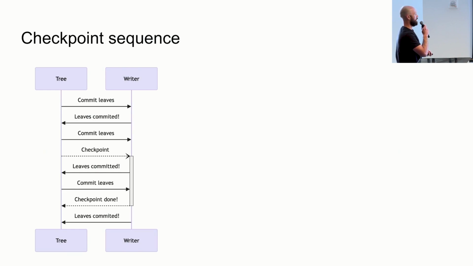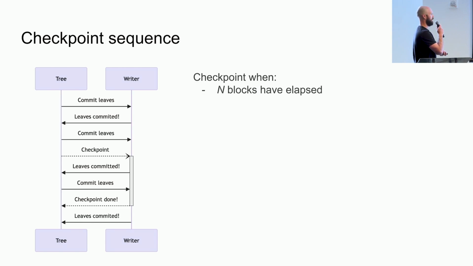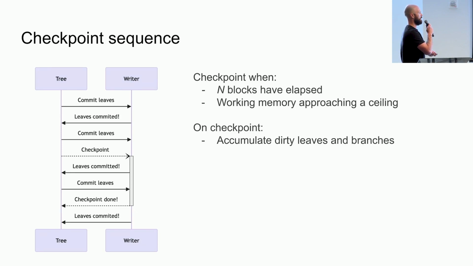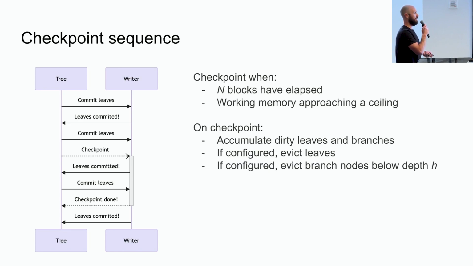So here's an illustration of that same thing, an interaction between the tree and the writer. In IAVL v2, the writer is actually a separate thread. So we can checkpoint when n blocks have elapsed, or when working memory is approaching a ceiling, and on checkpoint we accumulate dirty leaves and branches. If configured, evict leaves to save memory. If configured, evict branches below depth H. I love this feature. It's one of the last things I implemented as a memory saving device. So just evicting nodes that are below, say, height 16 can save you memory.